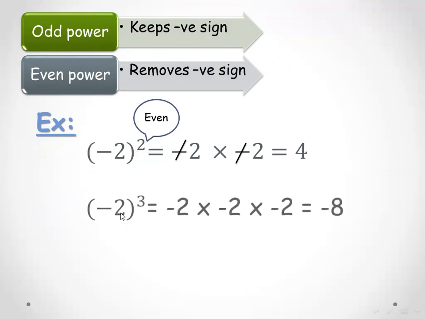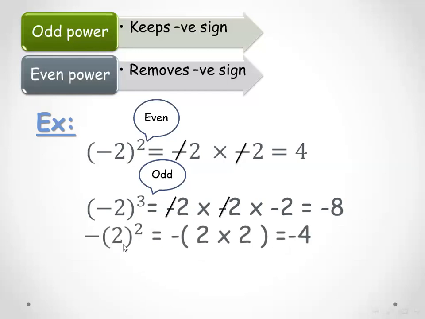But if you have negative 2 to the power 3, this means I'm going to multiply negative 2 by itself 3 times. My power here is odd. Negative 2 times negative 2 times negative 2. Negative 2 times negative 2, two negative numbers multiplying by itself. So my answer is going to be positive. 2 times 2 equal 4. 4 times negative 2, 4 is positive, negative 2 is negative. Multiplying two different signs give me negative answer. 4 times negative 2 equal negative 8.